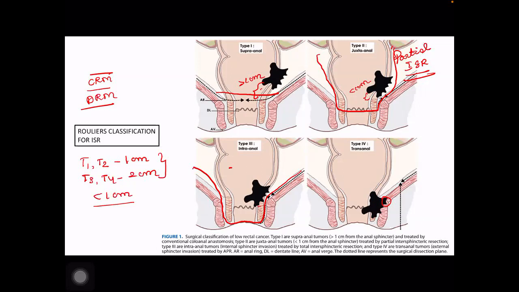Did you get the CRM and DRM concept in rectal cancer? Yes, sir. Fine. And the Rullier classification? Yes, sir. Fine, very good.